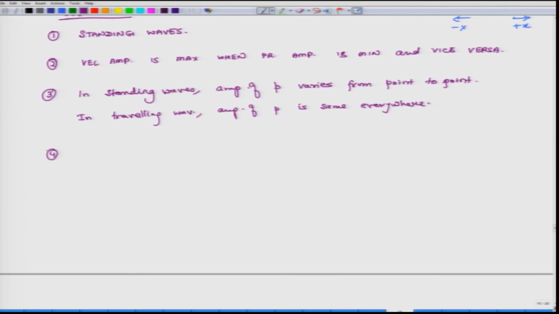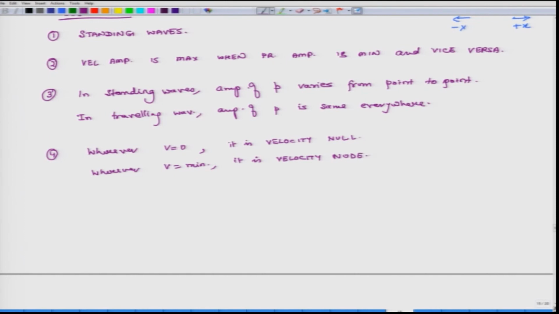Some terminology. Wherever velocity equals 0, we call it a velocity null. Wherever velocity is minimum, it is called a velocity node.